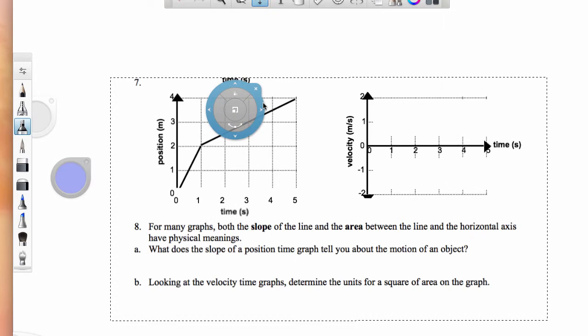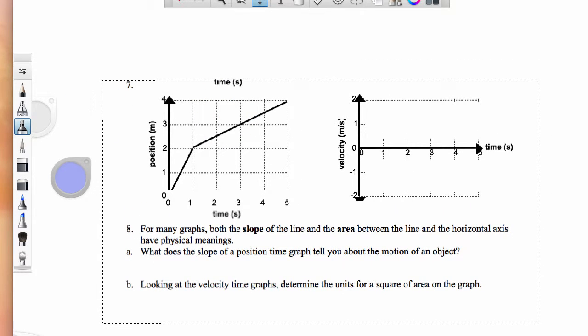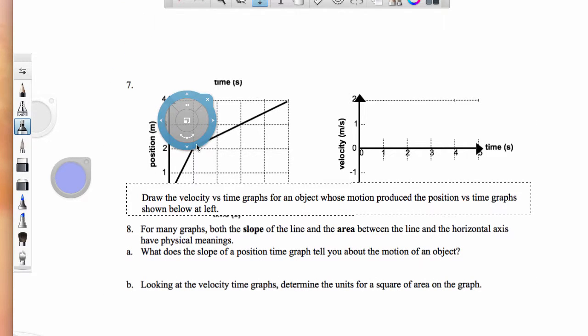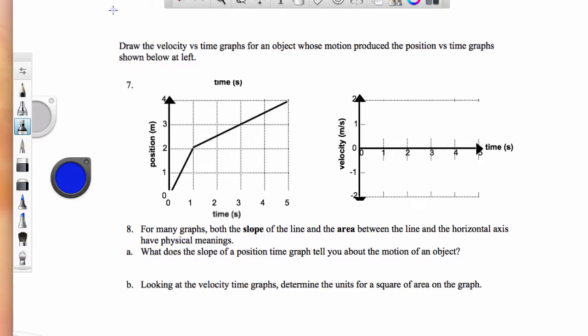That's going away. And here come some problems on the next page. I'm missing a little bit of important information, which is the instructions. The instructions for the second page of this worksheet are to draw the velocity time graph for an object whose motion is produced by the position versus time graph shown below at the left.